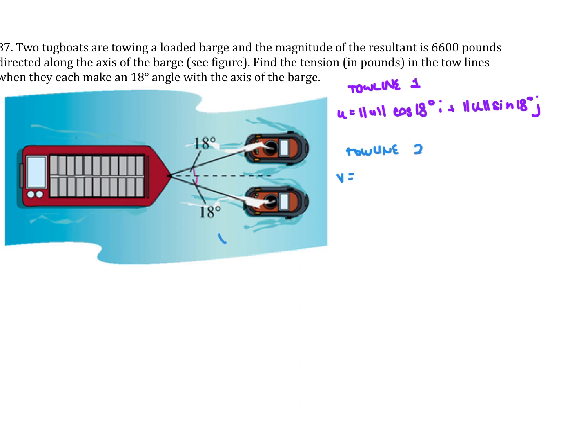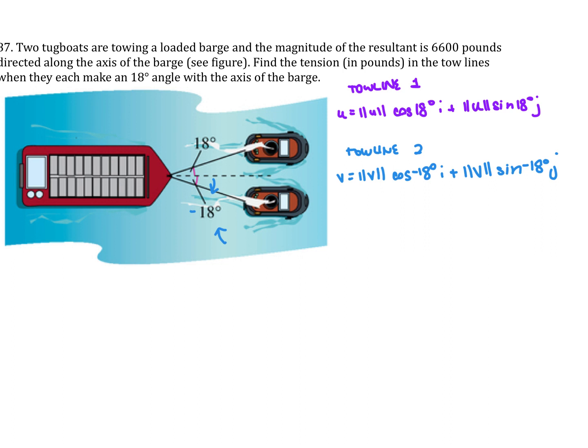Tow line 2, V. So here's our tow line 2, 18 degrees, which is this way, and so it's going down, so I'm going to say it's negative 18 degrees instead of positive. So magnitude of V is cosine of negative 18 degrees I plus magnitude of V sine of negative 18 degrees J.